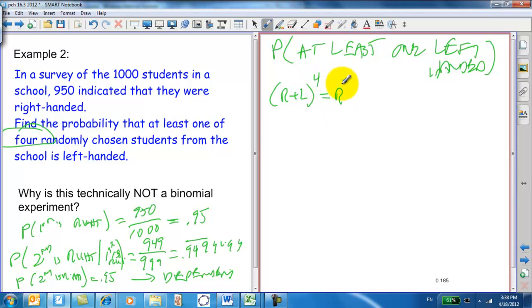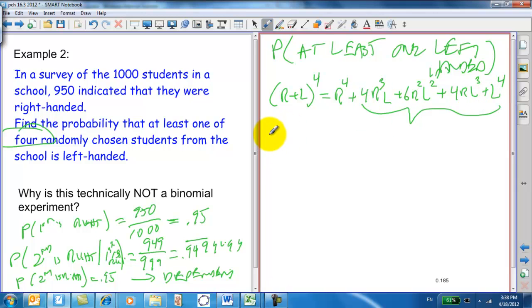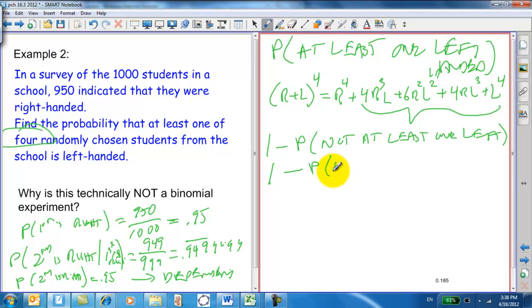And we're essentially doing this expansion: right to the 4th plus 4 right to the 3rd left plus 6 right to the 2nd left to the 2nd plus 4 right left to the 3rd plus left to the 4th. And you want at least one left. Here you want all these. And so I think you can see that it's easier to do 1 minus the probability of not at least one left-handed student. So it's 1 minus the probability of all right-handed.